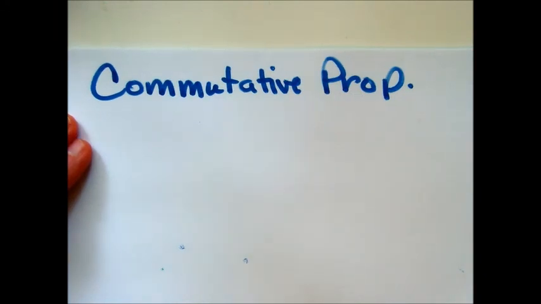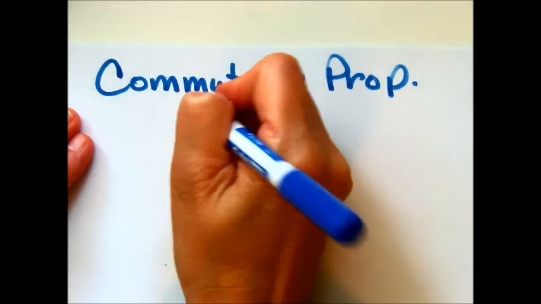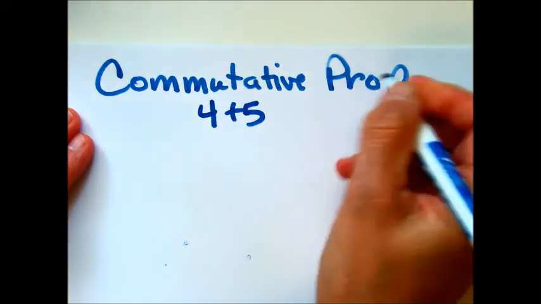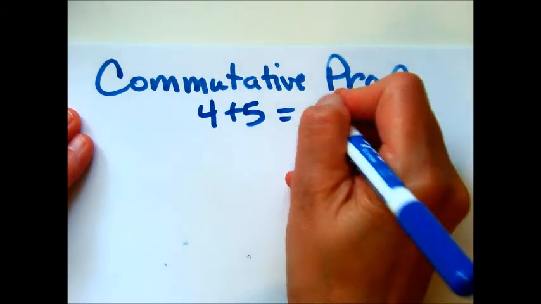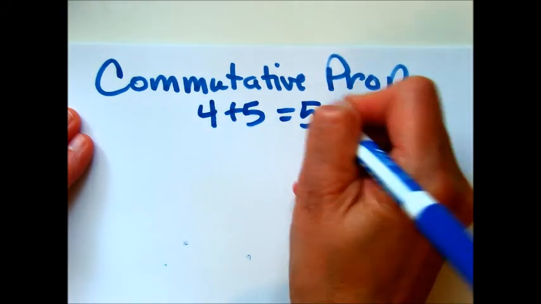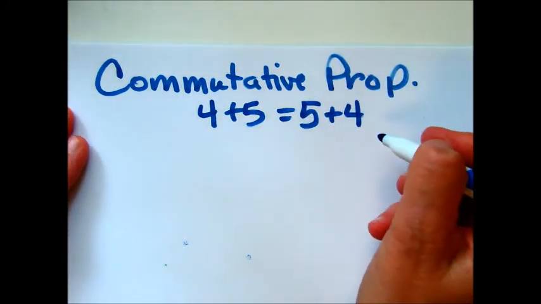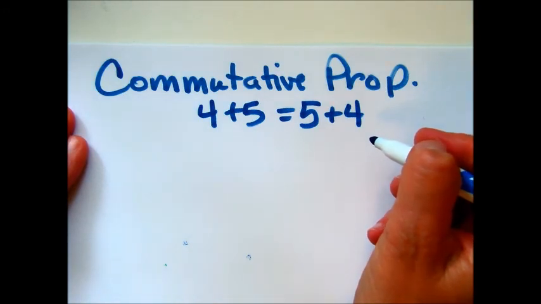If you don't recall what that is, basically it means order doesn't matter. You can switch up the order of the numbers being added. You're going to get the same result. So for instance, 4 plus 5, if you change the order and made 5 plus 4, you're still going to get 9 either way. The order did not change the result.